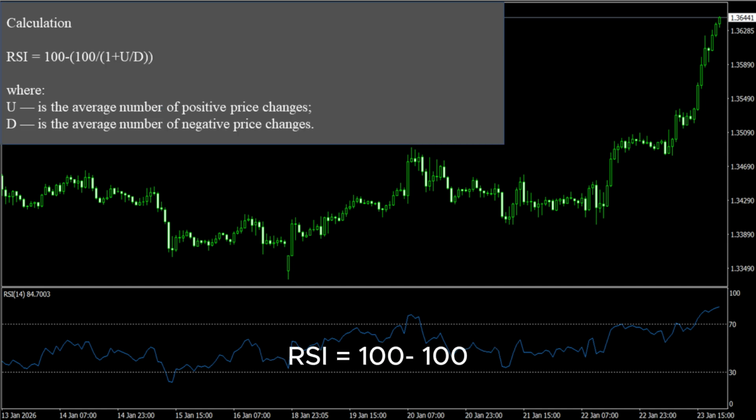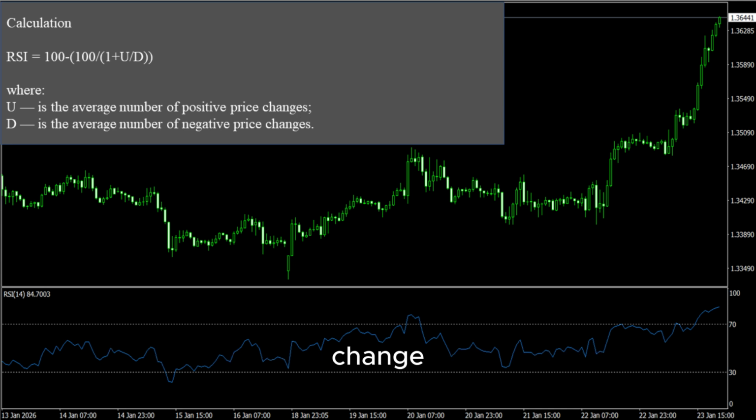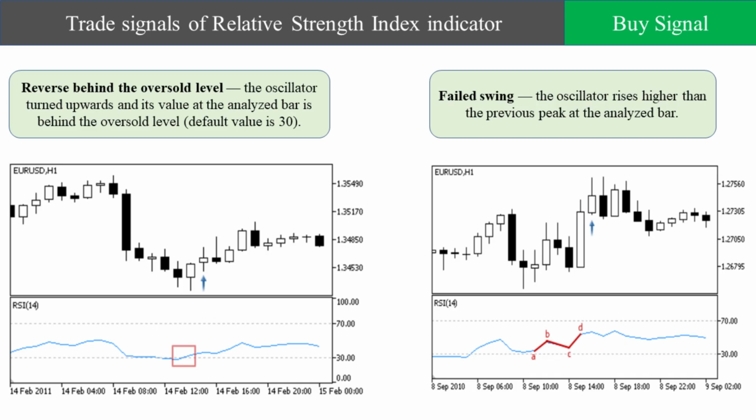Calculation: RSI = 100 - 100 / (1 + U/D), where U is the average number of positive price changes and D is the average number of negative price changes. Test the trade signals of the Relative Strength Index indicator.